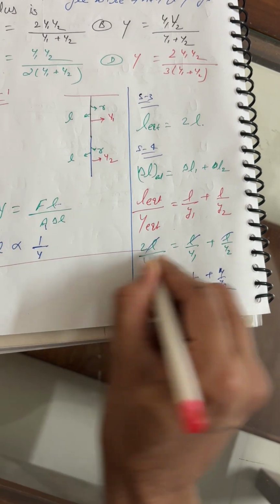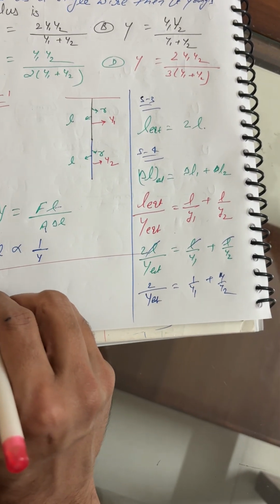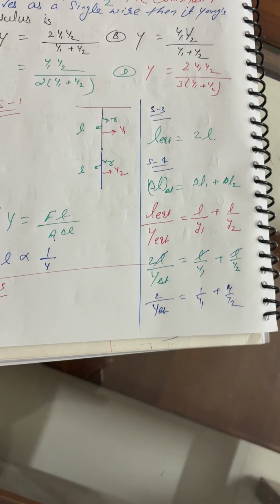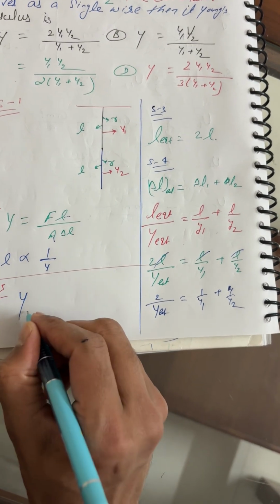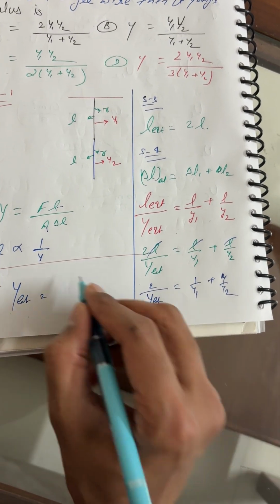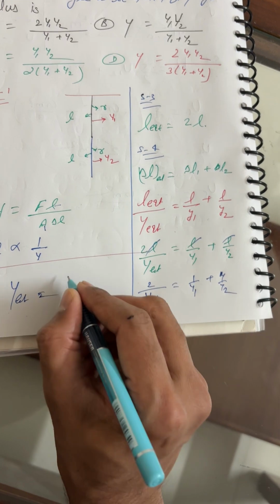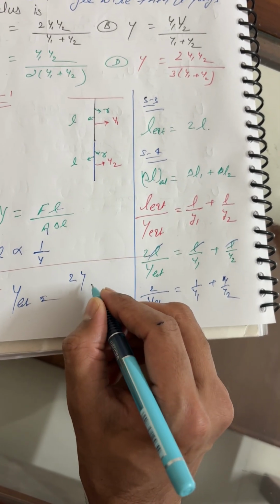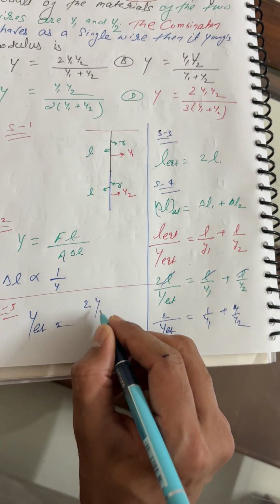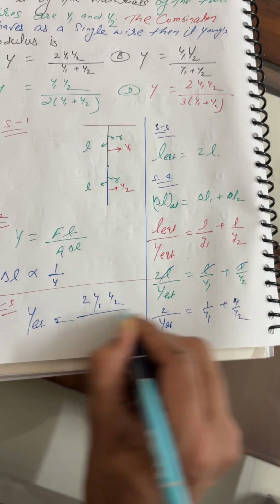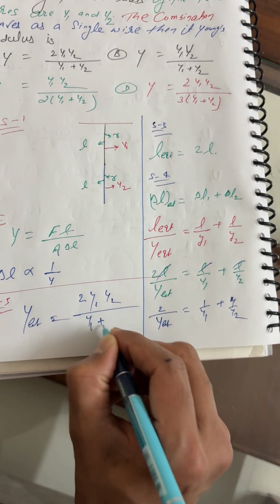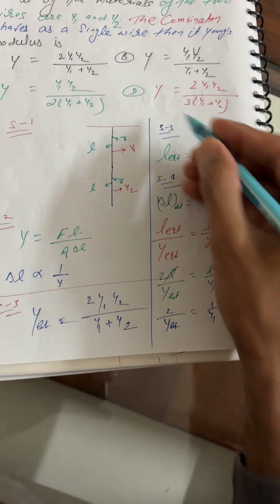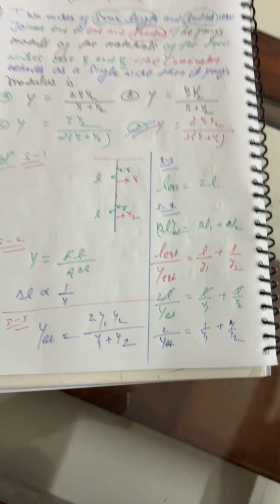Finally, this is step 5, which is only calculation. Y equivalent is found by cross multiplying and applying the formula like a series combination of resistors: twice Y1 Y2 upon Y1 plus Y2, which is option number D. Stay tuned for this kind of video.